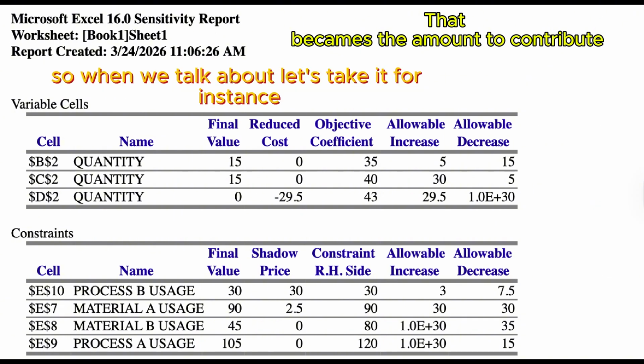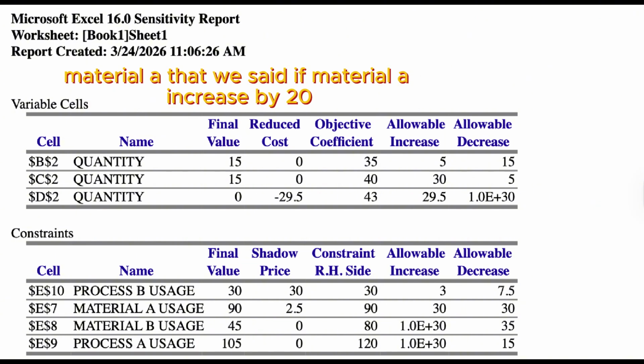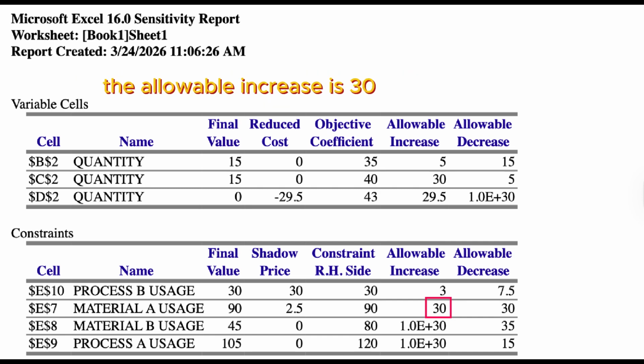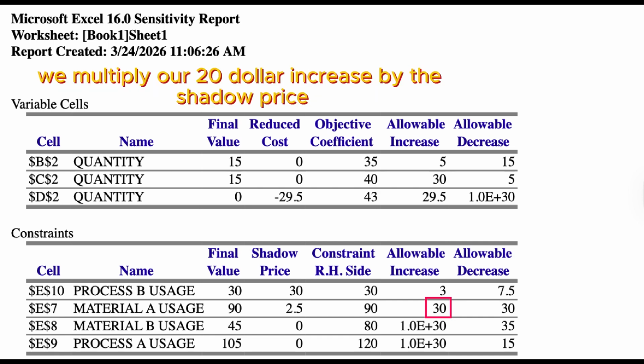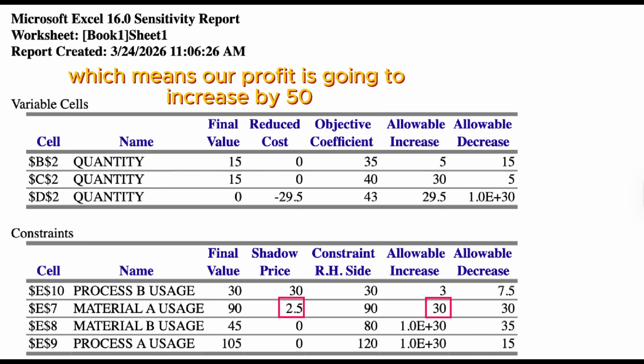So when we talk about, let's take, for instance, material A. If material A increased by 20, first of all we check the allowable increase. For material A, the allowable increase is 30, which means it's within that range, right? So we multiply our 20, that's the increase, by the shadow price, which is 2.5, which will get 50, which means our profit is going to increase by 50.